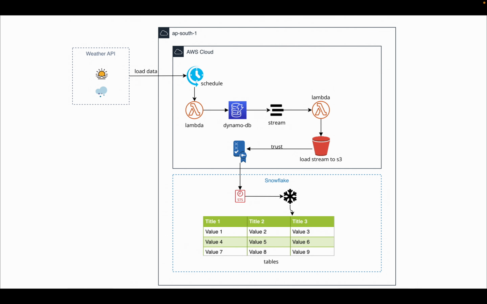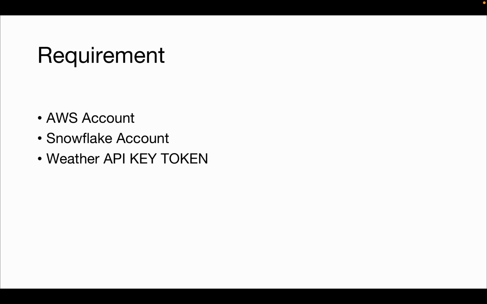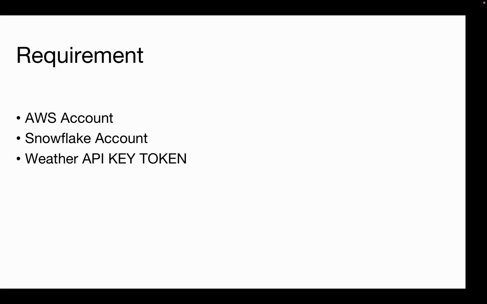Now, let's go ahead and start implementing our project. There are few requirements to complete this project. You need to have an AWS and Snowflake account. You also need to have a Weather API key token. You can generate the key token for free. The key token will help you to make an API call to a website and fetch real-time weather data for different cities. You can make use of a free tier AWS account, and also you can make use of a 30 days free trial of Snowflake.